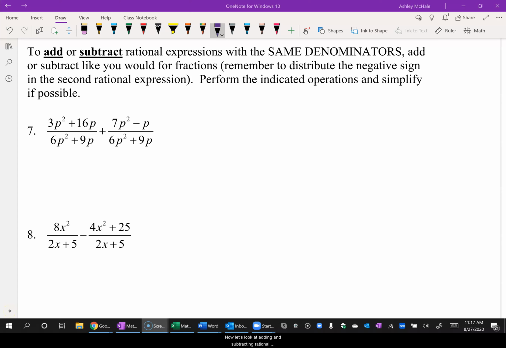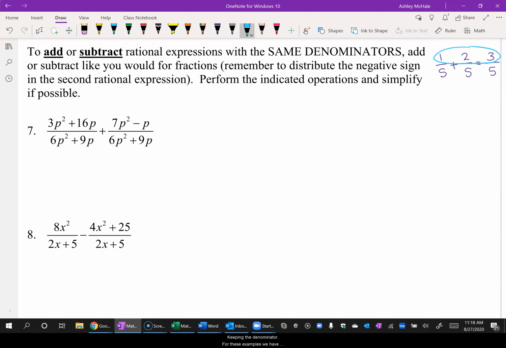Now let's look at adding and subtracting rational expressions with same denominators. If we have the same denominators, as for example, 1/5 plus 2/5, in order to add these, I would keep the denominator because it is the same. 1/5 plus 2/5 would give me 3/5.